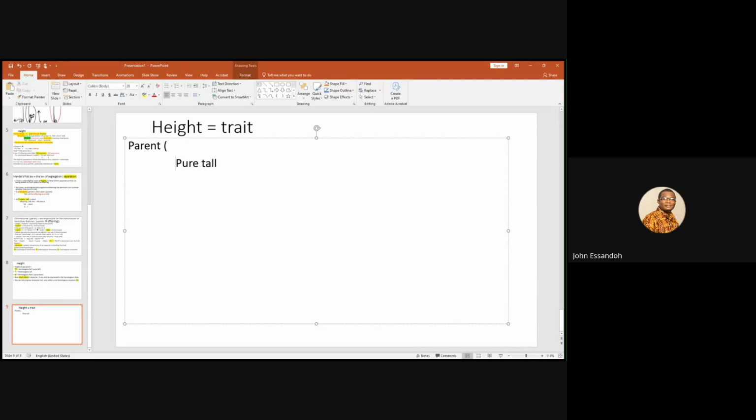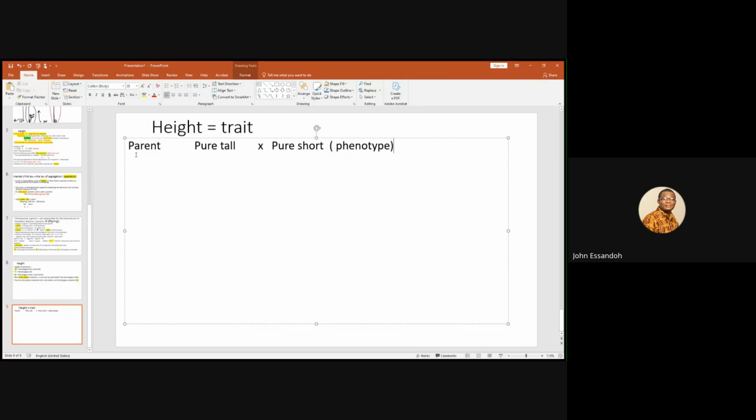Okay, pure tall. That's what he saw. And then he crossed with what? Pure short. That's what he called them. So this is what he observed. So the parents, and remember, the tall is the high. So this one is the phenotype, what he observed.